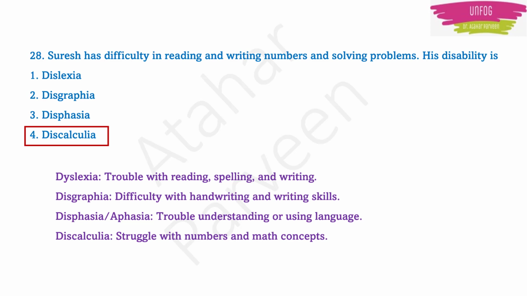Talking about all four options, dyslexia is a condition or a disability wherein the person has trouble with reading, spelling and writing. That is called dyslexia. Then dysgraphia is the difficulty a person will have with handwriting and writing skills. Then we have dysphasia or aphasia. Here the person has trouble in understanding or using language. Then dyscalculia is the disability wherein he or she will struggle with numbers and maths concepts. Okay, clear, right? So this was also a very important question.